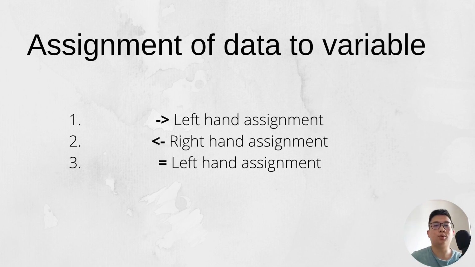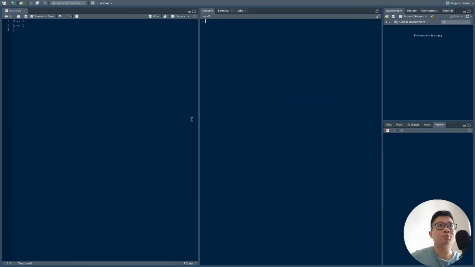If you have coded with other programming languages like Python and JavaScript, you know that if you want to assign data to a specific variable, you use the equal symbol over here. R itself is a little bit special. We can use this arrow symbol, which is a dash and then a more-than sign, for the left hand assignment, and for the right hand assignment it is a less-than symbol and then a dash, or you can actually use an equal sign. So let's get into an example.